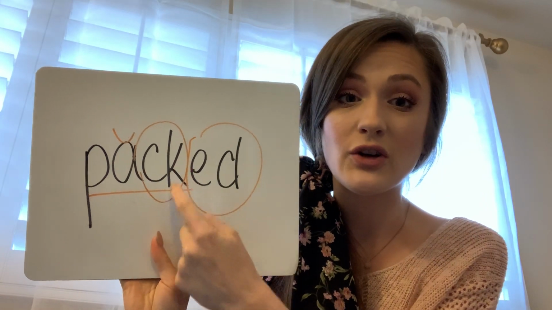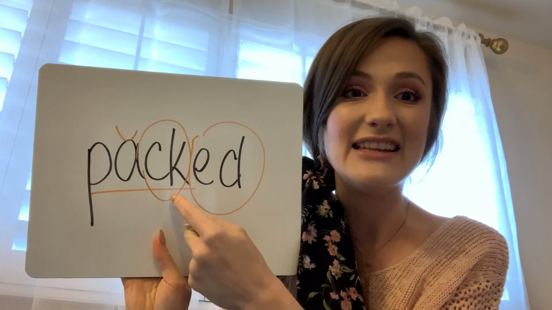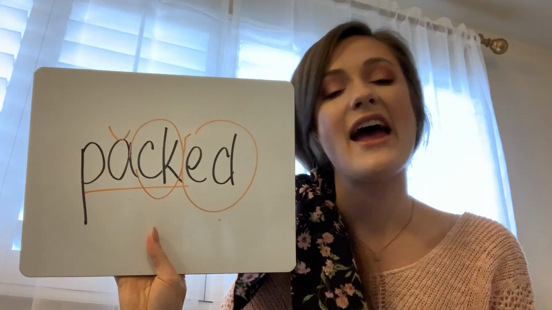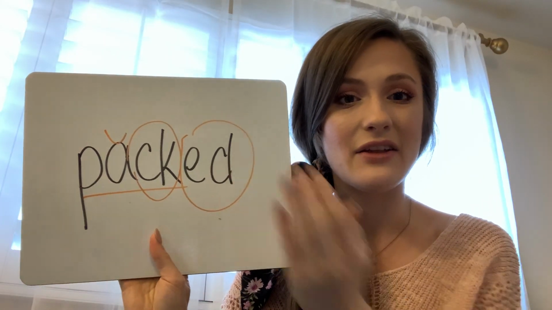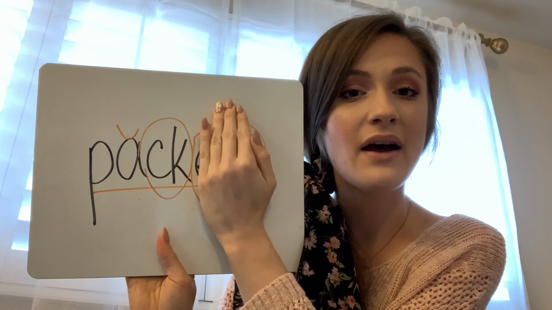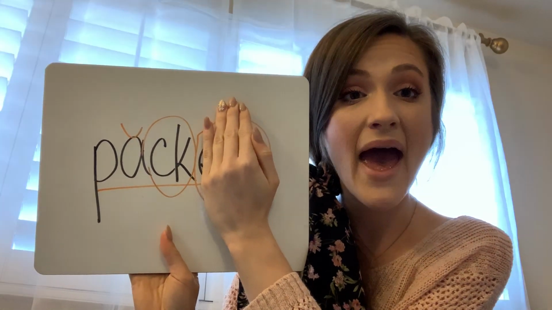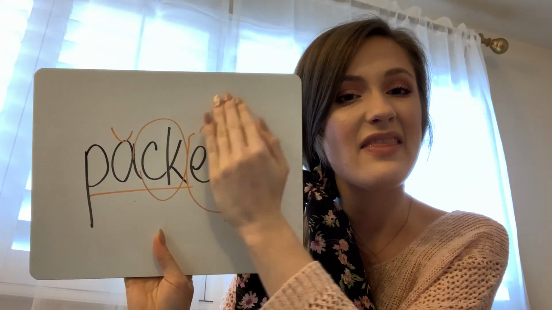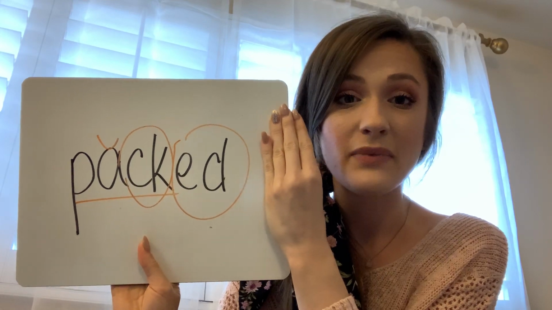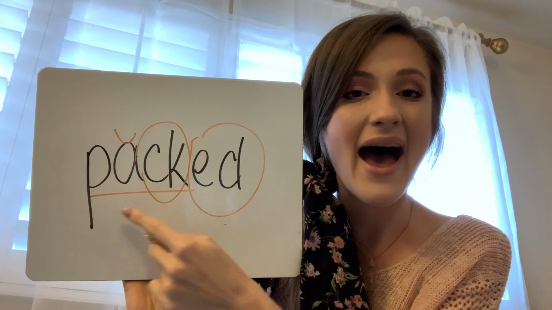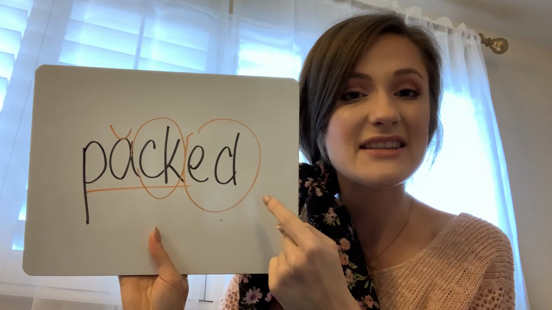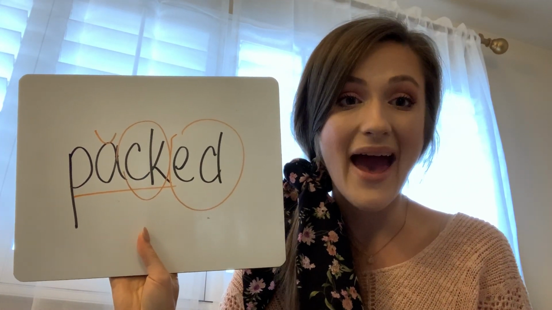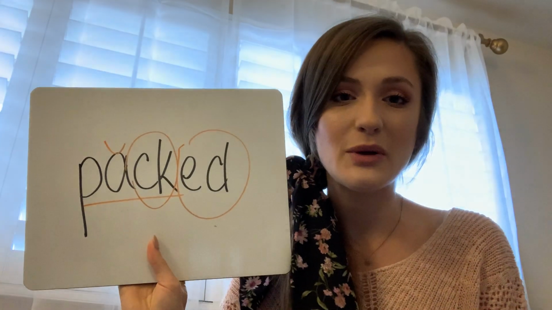Oh, and I also circled this ck because I remember k in duck, ck. And then I also marked my vowel a as it says a. So let's sound it out together. Let's find out what the root word is. P-a-k. Pack. That's a word all by itself. But then when we add the ed, it sounds like this. Packed. I packed my bags for a long trip. Packed. Now you guys go ahead and use the word packed in a sentence.